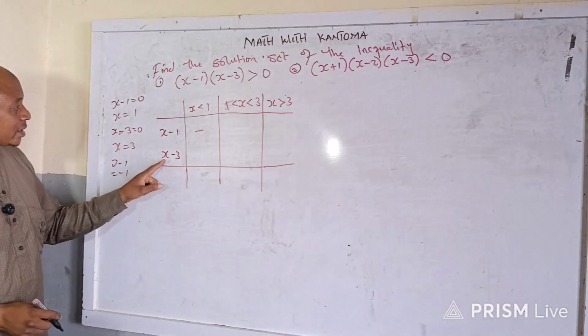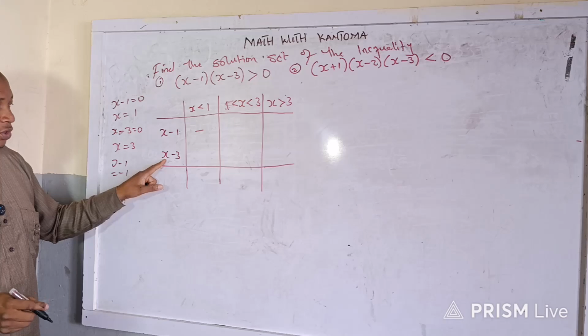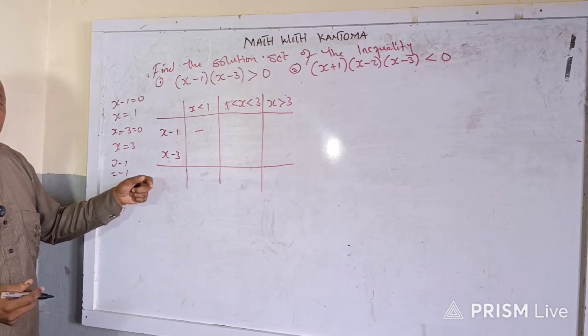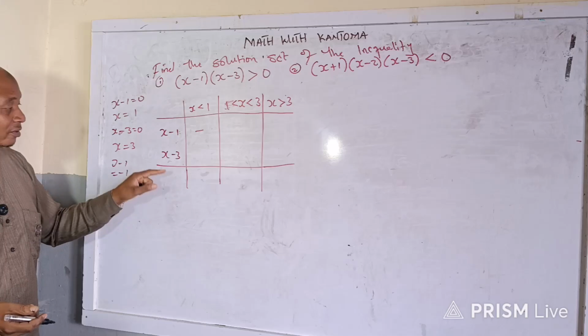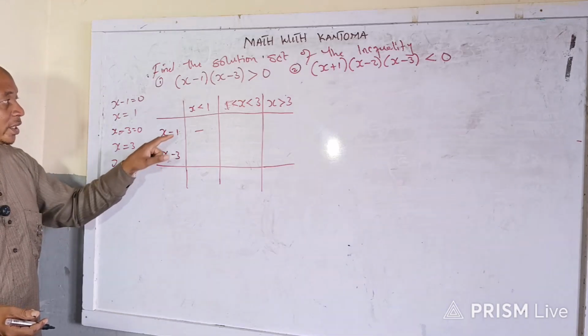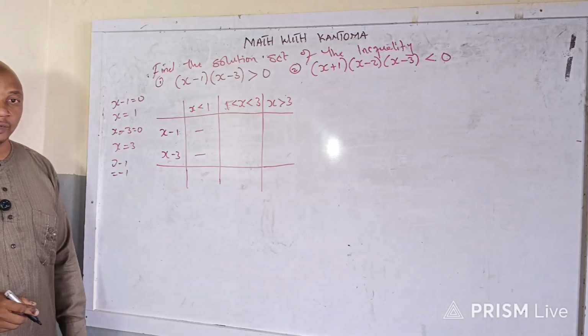Next, when x is less than 1, think of any number less than 1 and put it here. Let's say 0. 0 - 3 is -3. Let's say -1. -1 - 3 is -4. So the value of x - 3 on this axis, when x is less than 1, is of course a negative value. So it's going to give you a negative value.